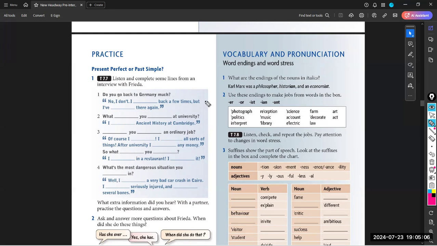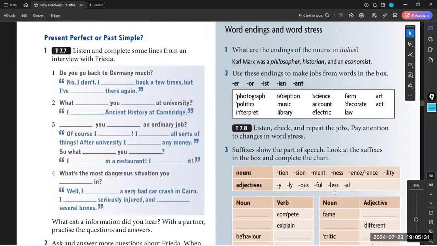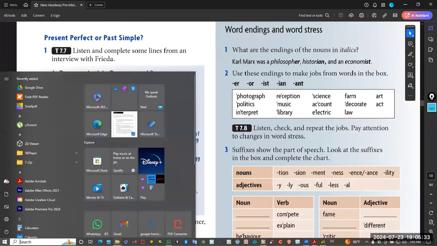What? What did she say? I didn't hear. Okay, let's repeat the recording. Please listen carefully. Let me zoom in because maybe you cannot see the page clearly. I think this is better. Let's listen carefully this time.